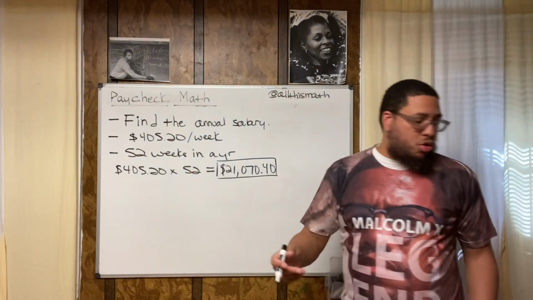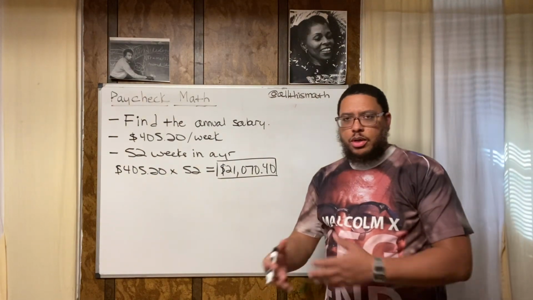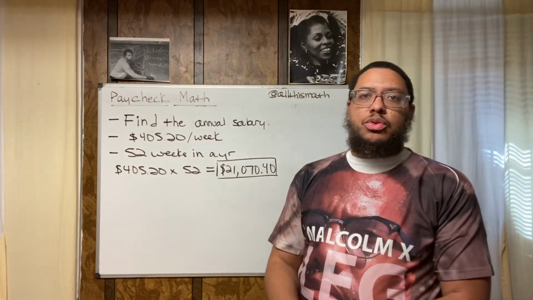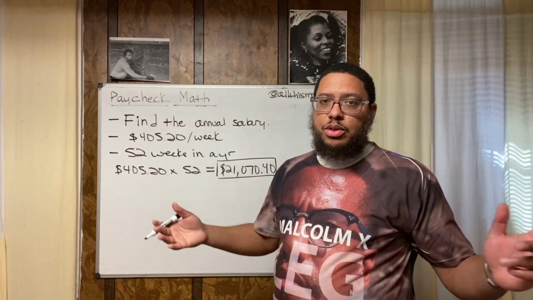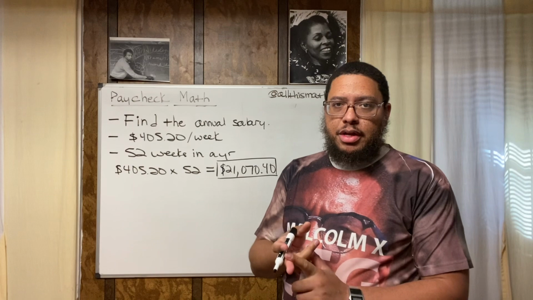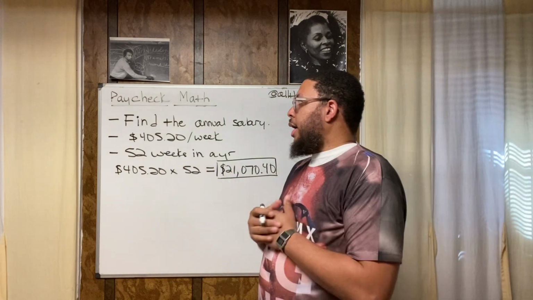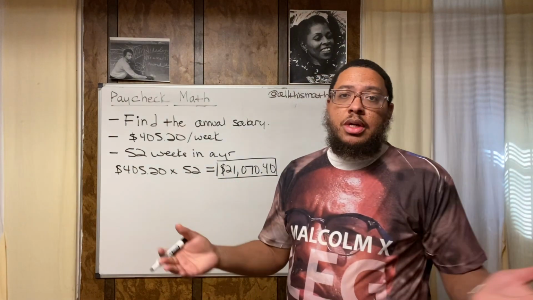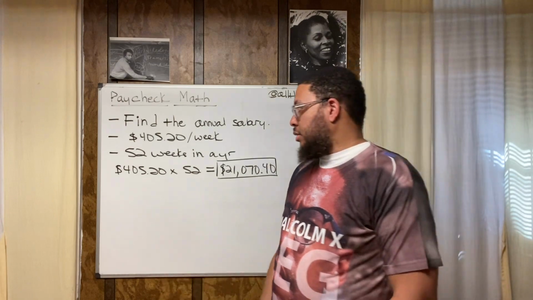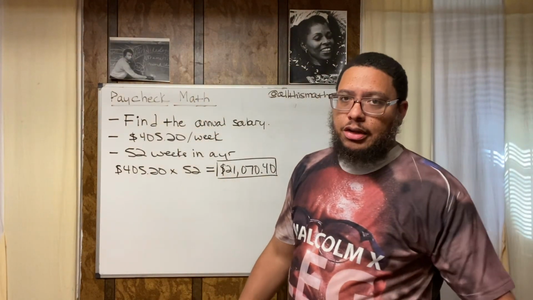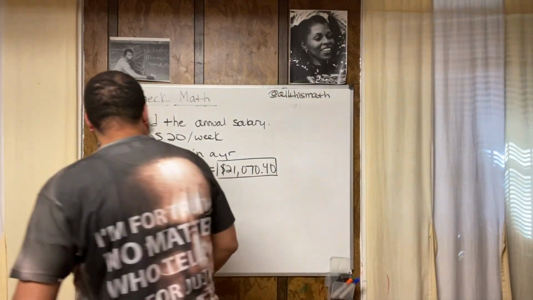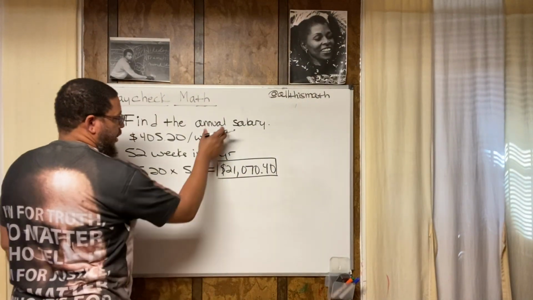But what if we want to do this the old-fashioned way, right? Use one of our methods for multiplication. What if we want to use lattice method? Or what if we want to use partial products method? What if we want to use the area model method? What if we want to use the traditional standard algorithm for multiplication? We could do some different things. So let's do the traditional standard algorithm. But this is the answer, though. That's the annual salary.